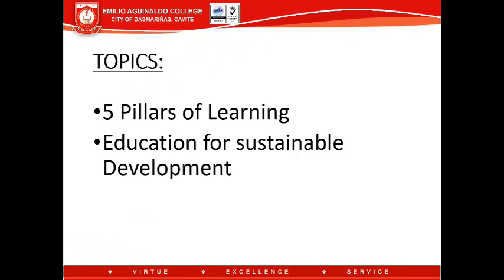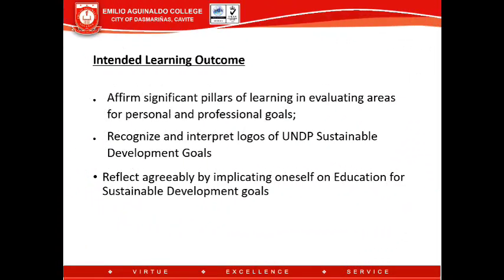Our week 2 topic for ECF are 5 pillars of learning and education for sustainable development. So, what should we expect to learn from these topics?